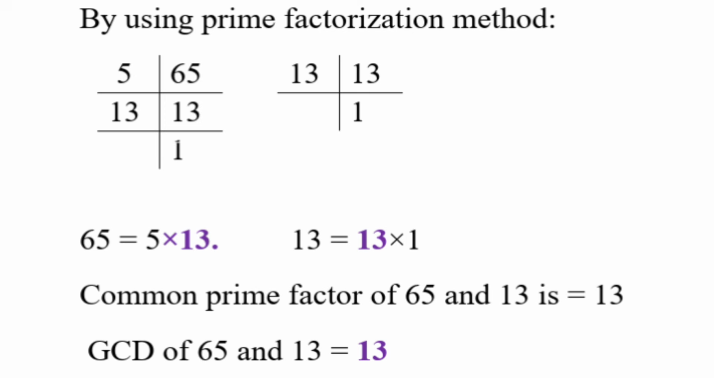Now we can also use another method, prime factorization method. In that we have to make the factors of 65 and 13. The 65 can be divided by the small prime number, that is 5. So 5 1s are 5, 5 3s are 15, and then 13 1s are 13. And the 13's factors are 13 1s are 13, that is only 13. So here we can make the common factor as 13 and the greatest one also. Hence the GCD of 65 and 13 is equal to 13.